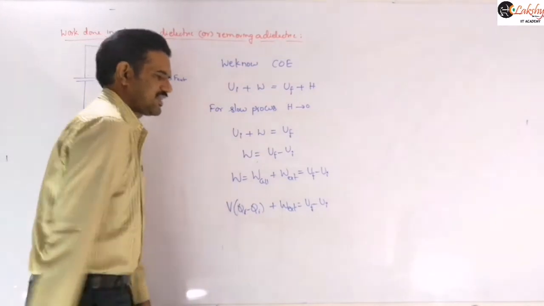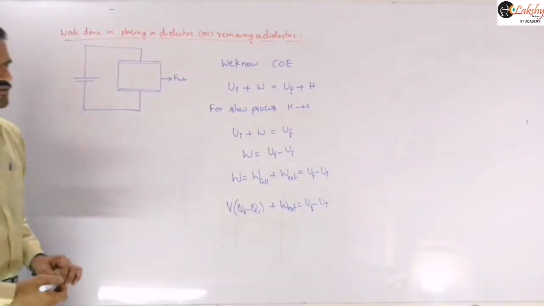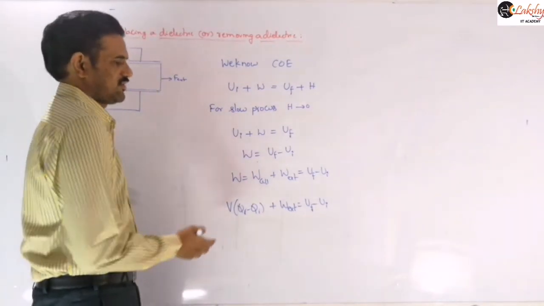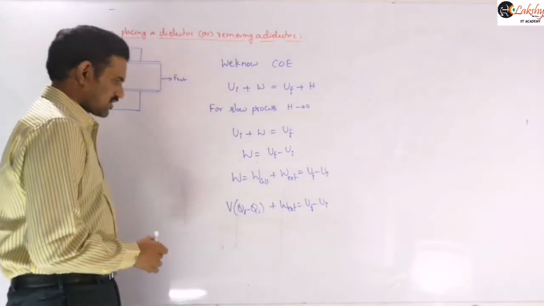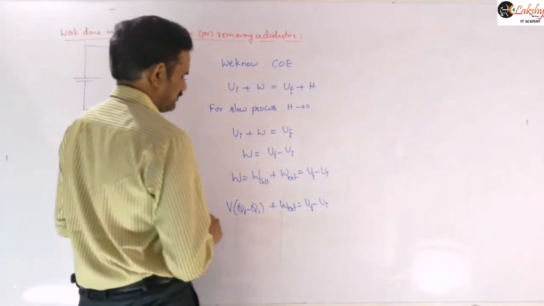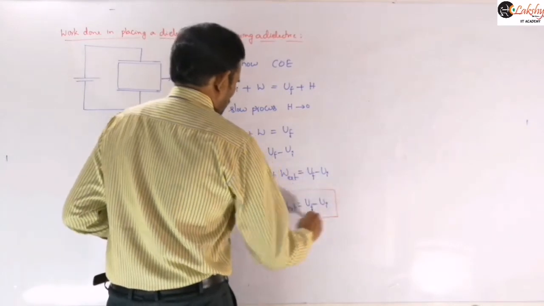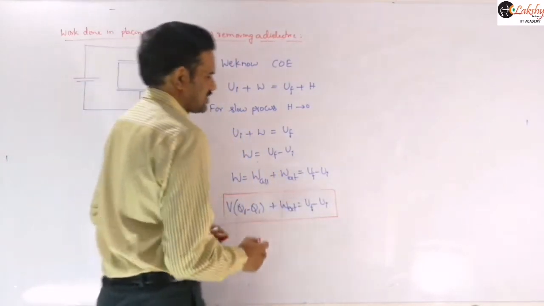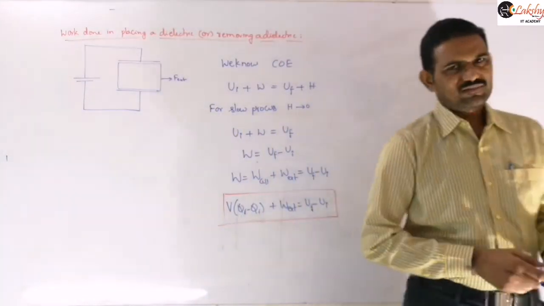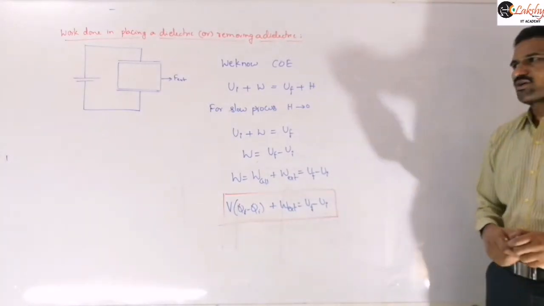So this is the general equation we need to use to calculate the work done by the external agent. So from this equation we calculate the work done by the external agent. This is a general method, right? That is the general equation to calculate the work done by the external agent.